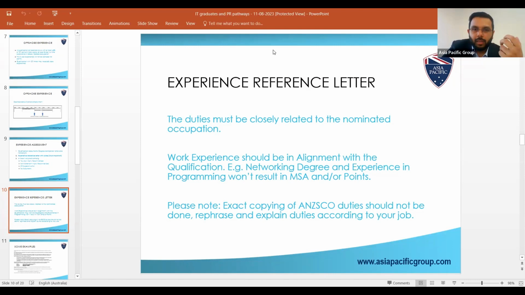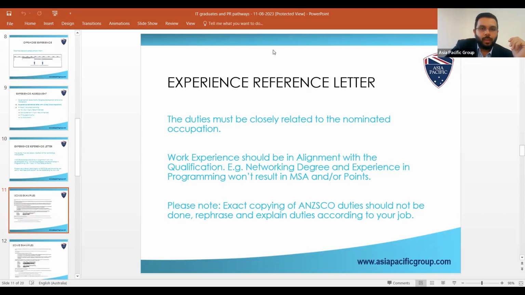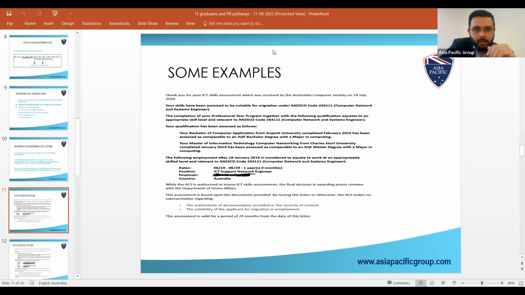So if you're writing duties, make sure they're aligned towards the actual job you are doing. You can't talk about working on cloud when the company is a completely different kind of company, right? So you have to be very particular. That's very important. Now, some examples. I've made it very simple.